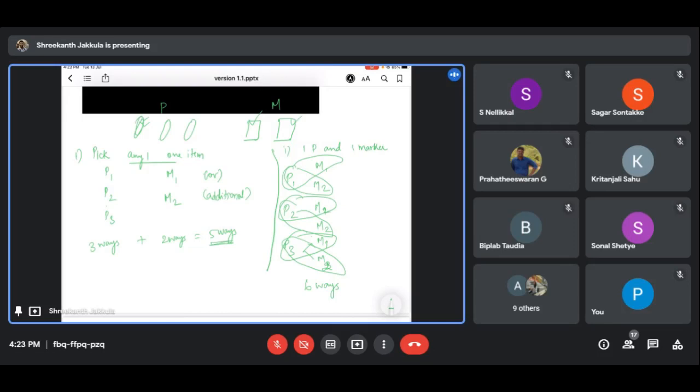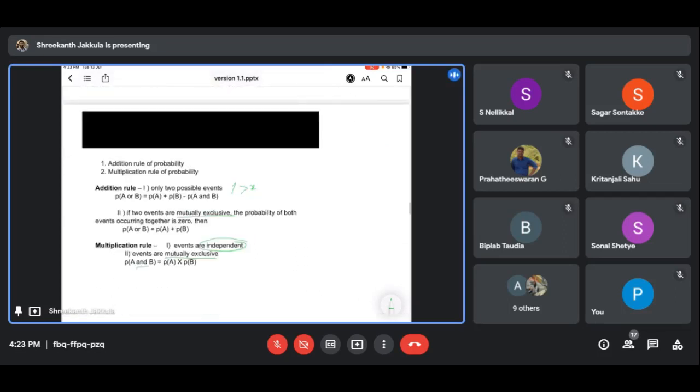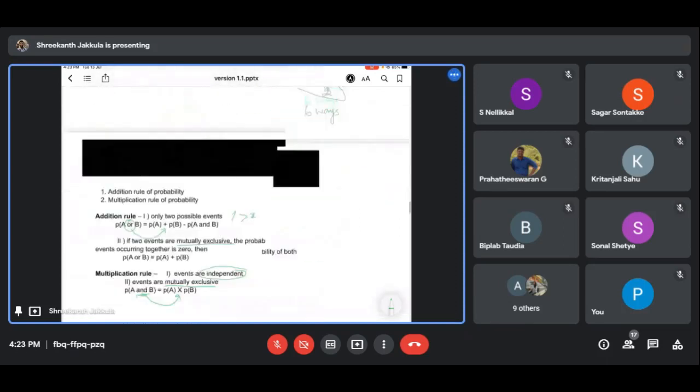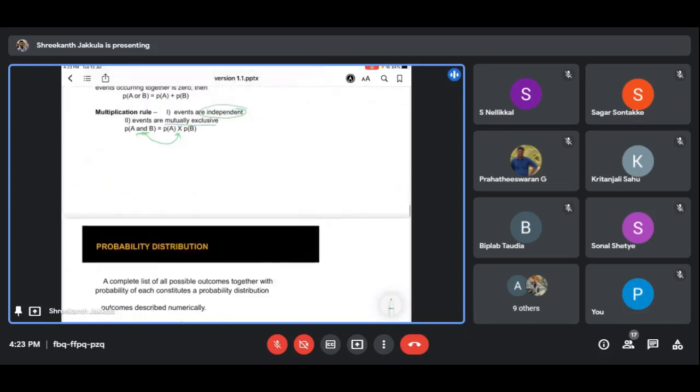How do we say 6 ways? Because there are 3 ways of taking the pen and then 2 ways. So if it is "and", then we have to cross, that is the word, and we have to multiply it, and if it is "or", we have to add. So these 2 points we have to keep in mind. This is the rule of probability.